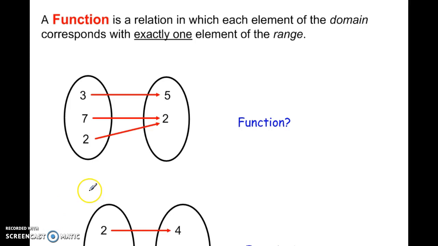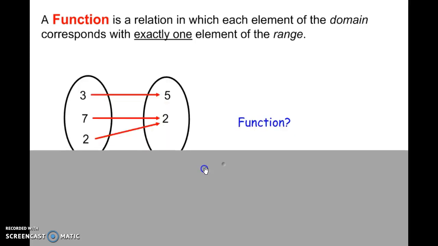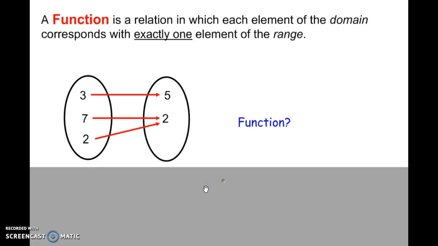So a function is a relation. So let's just look at this definition of a function here. This is the official definition. It's a relation in which each element of the domain corresponds with exactly one, or only one, element of the range. So if you look at this one, again, these are our domain values, these are our range values. So each element in the domain, 3, 7, and 2, has a unique partner, has only one element in there. 2 goes to 2, 7 goes to 2, 3 goes to 5.